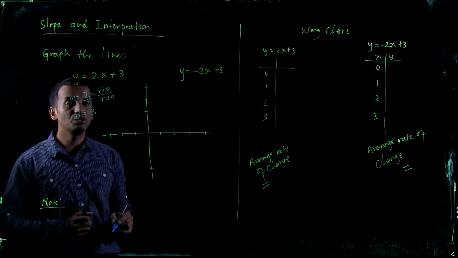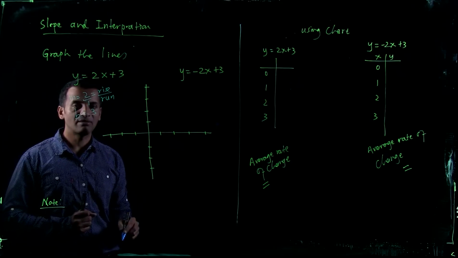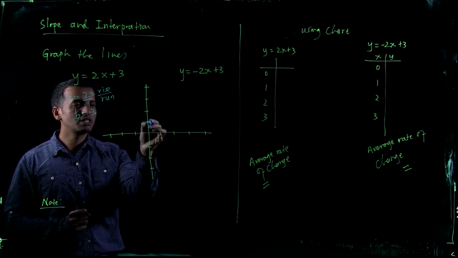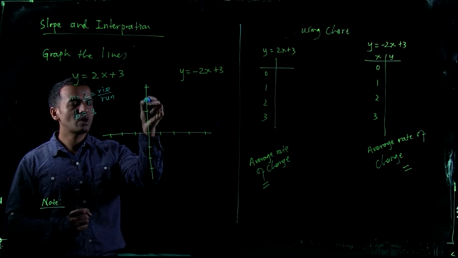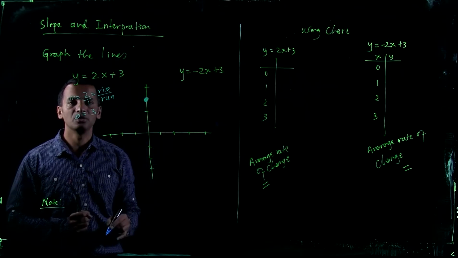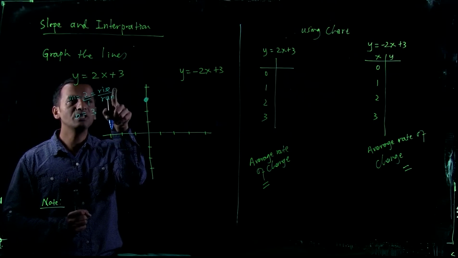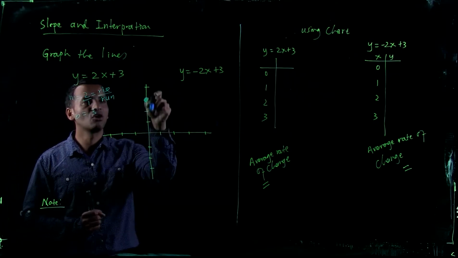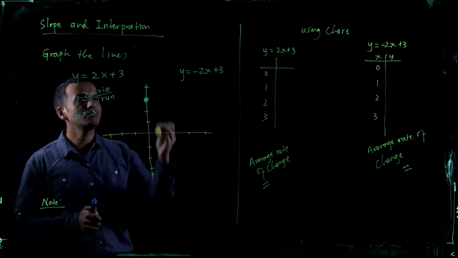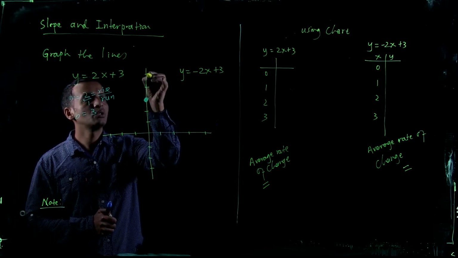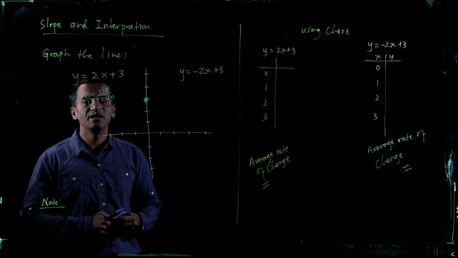So the y-intercept is 3, that is positive 3. Let's graph this. The y-intercept is positive 3, so that is the y-intercept here. And the slope is 2/1, that is 2 unit rise and then 1 unit run. So if I extend the graph here, there is a 2 unit rise there.